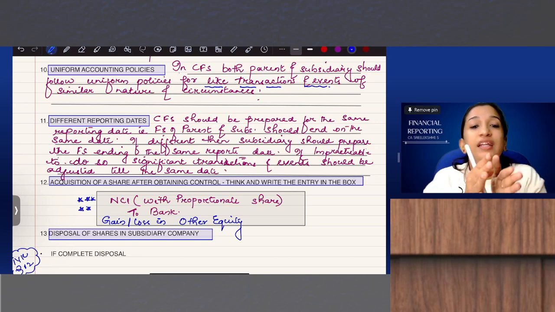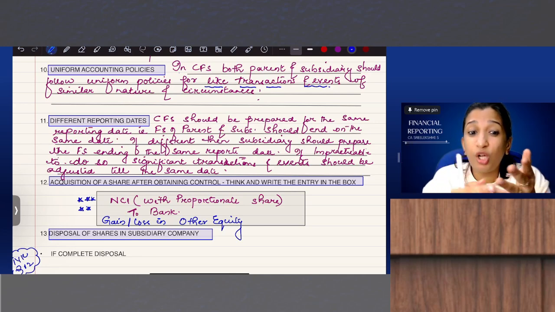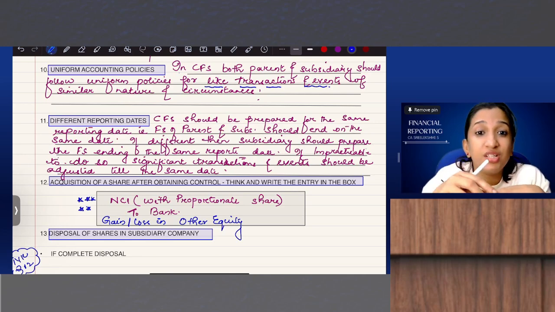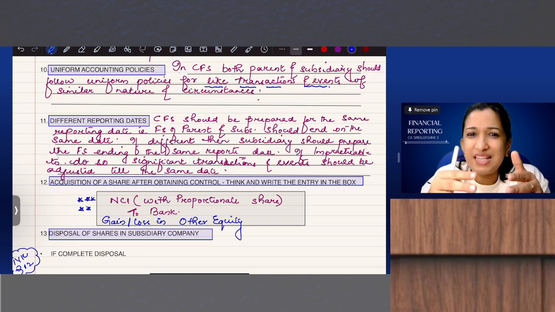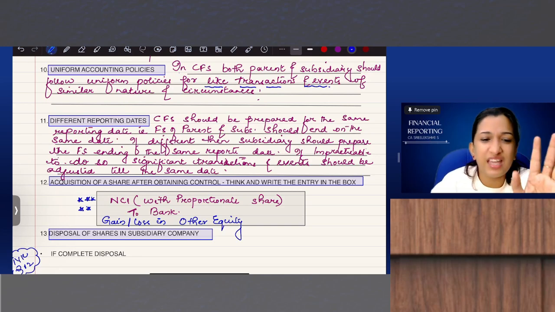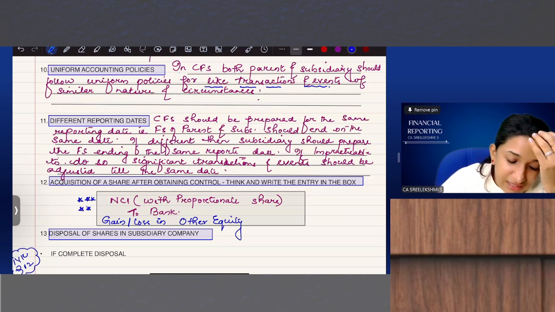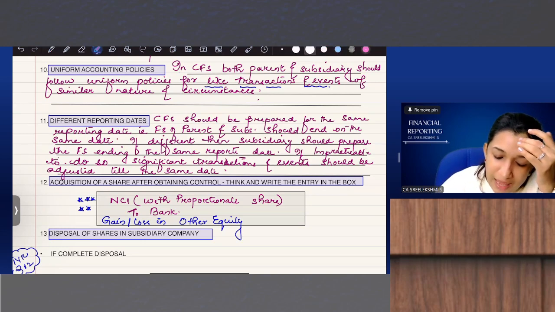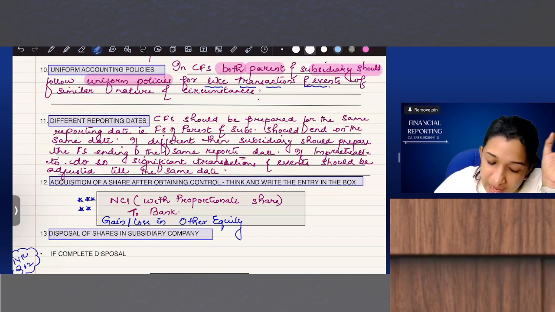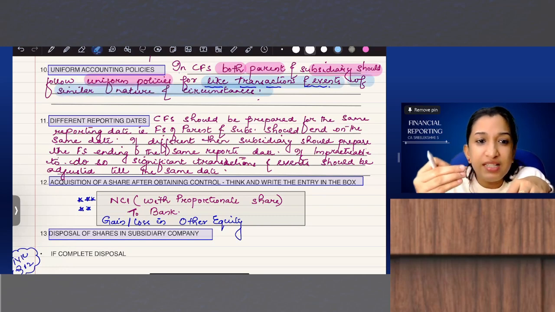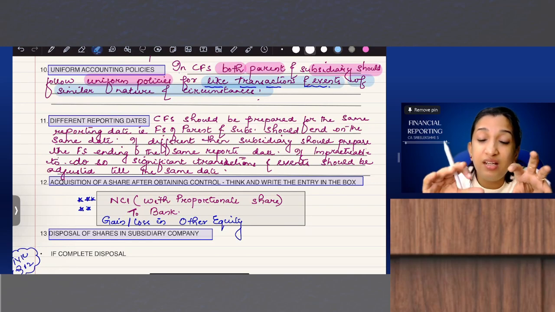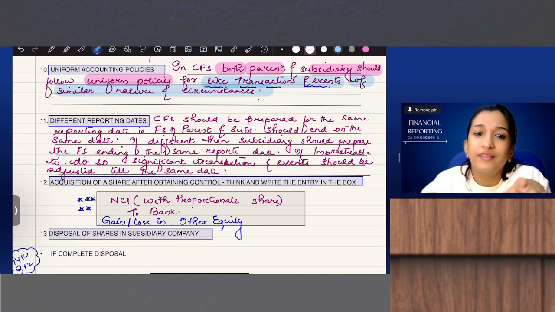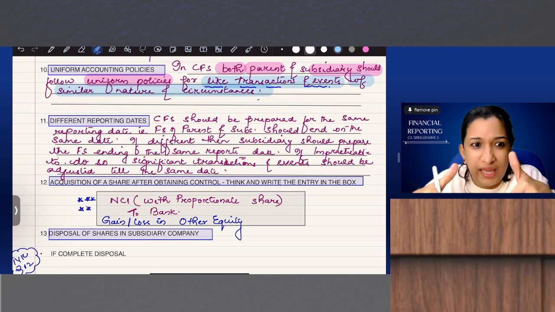But if they are in totally different lines of business, a different accounting policy can be justified if the transactions are clearly different. I want you to learn this line at least in CFS: both parent and subsidiary should follow uniform accounting policies for like transactions and events of similar nature and circumstances. If the transactions and events are clearly distinguishable and different, then there is no need to follow uniform accounting policies. Are you okay?